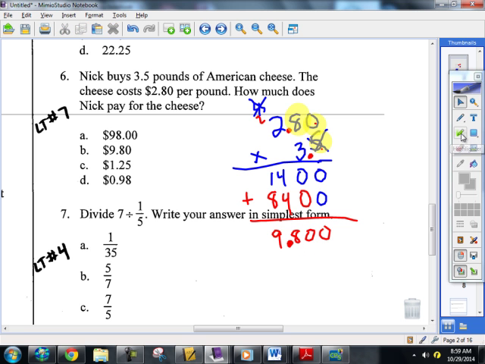Now, since this is money, how many places do we actually go to? How many decimal places? Just 2. Remember, dimes, pennies. Like 3. Oh, yeah. But I said to the right of the decimal.